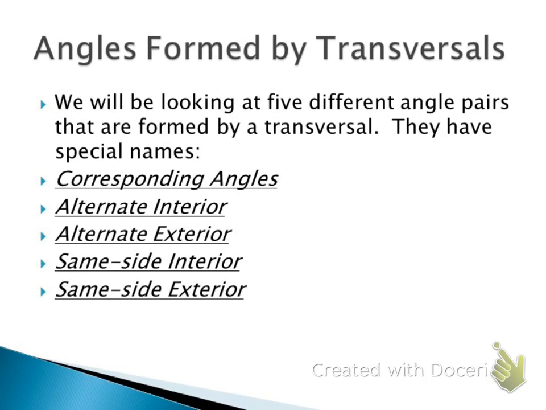Now, here are 5 different types of relationships that are formed. You do not need to write these. You're going to end up writing them all anyway. But here's just a quick list. So we'll have corresponding angles, alternate interior angles, alternate exterior angles, same side interior angles, same side exterior angles.